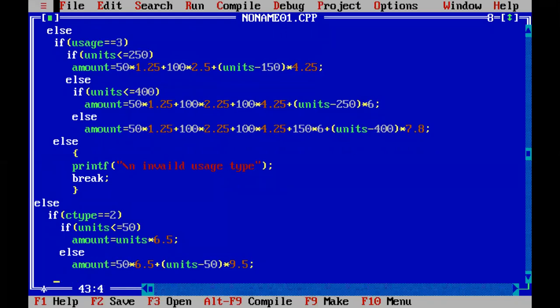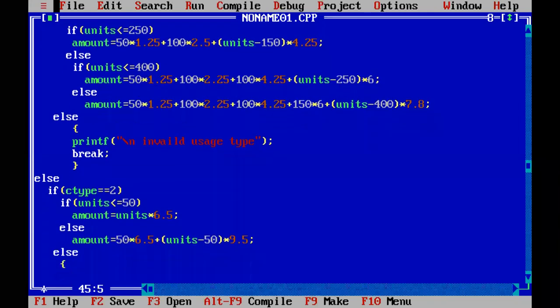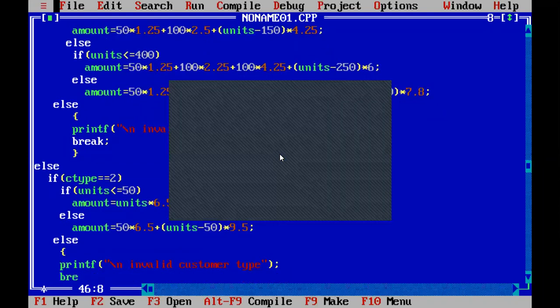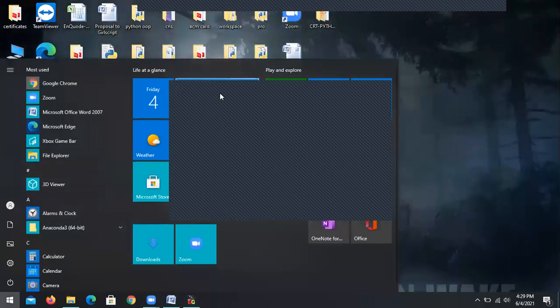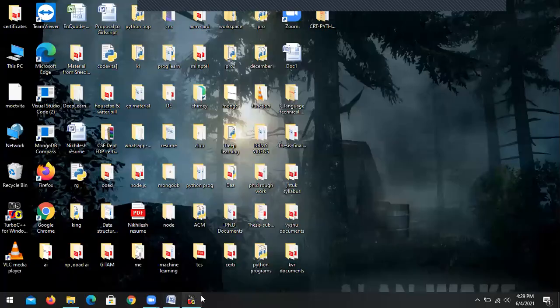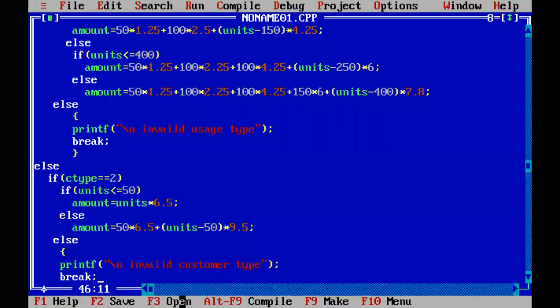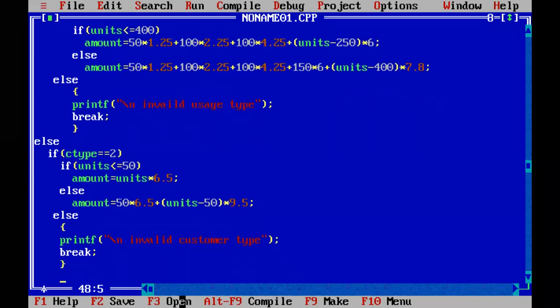So customer type is 2, else printf invalid customer type. Customer type equal to 2, so that is one customer, otherwise a break.